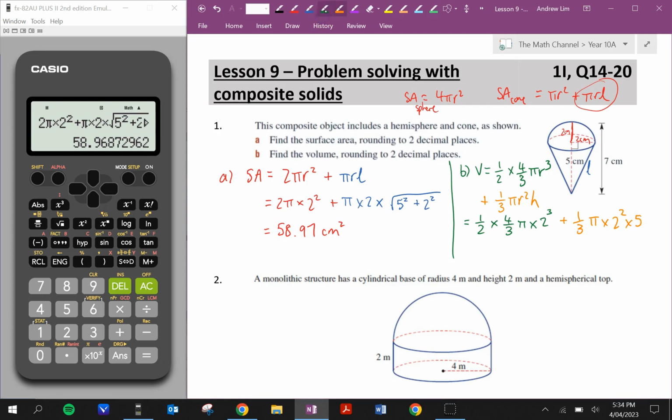So let's put that in our calculator. Half of 4 on 3 pi times r cubed plus 1/3 times pi times 2 squared times 5 gives 37.70 centimeters cubed.